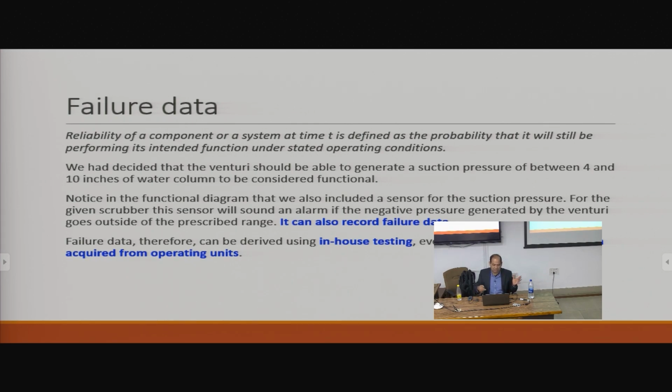So failure can be derived using in-house testing. We discussed this earlier, and even accelerated testing, right? That's something that we do quite a bit of in engineering. We can't wait for years for a system to fail. So sometimes we subject them to harsher operating conditions to see failures, and then we scale it back to what happens if the system was subjected to normal operating conditions.